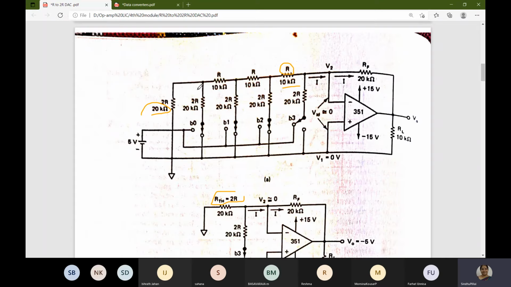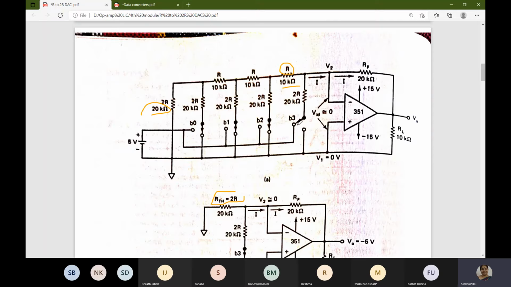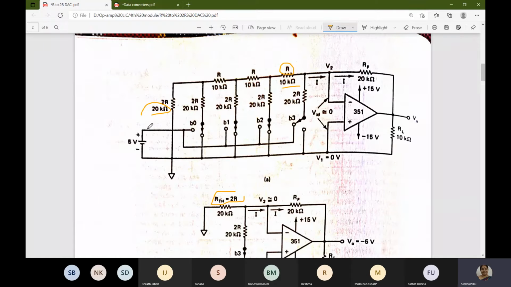So this is the R and 2R, and here you can see the bits, B0, B1, B2, B3. You can represent it as D0 also, B0 also. So B0, B1, B2, B3 are the 4 bits. We can go with n number of bits. Here they have taken 4 bits, and you can see that one end of this is connected to plus 5 volts and the other is connected to minus.